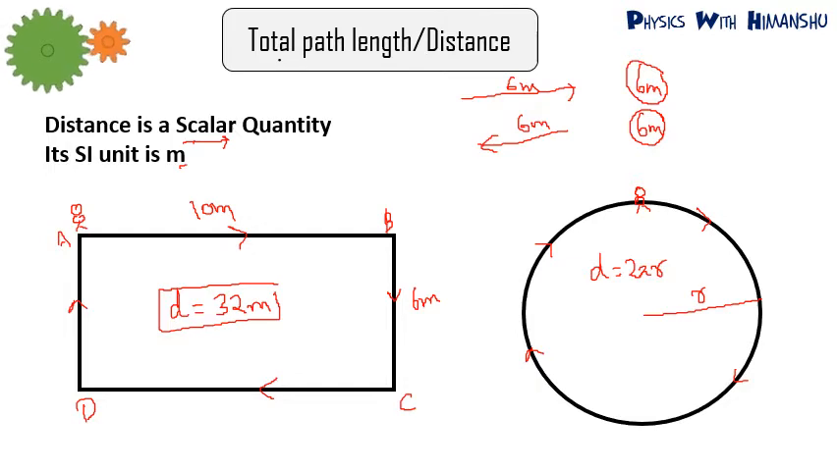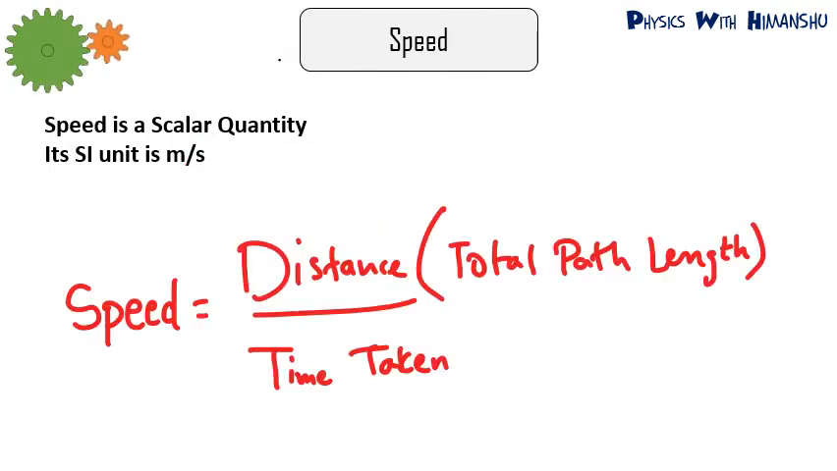Okay, now we'll come to speed. So speed is your distance, that is total path length, divided by time taken. It is also a scalar quantity because speed depends on distance, which is scalar. Speed depends on time, which is a scalar. So speed is a scalar quantity and its SI unit is meter per second.